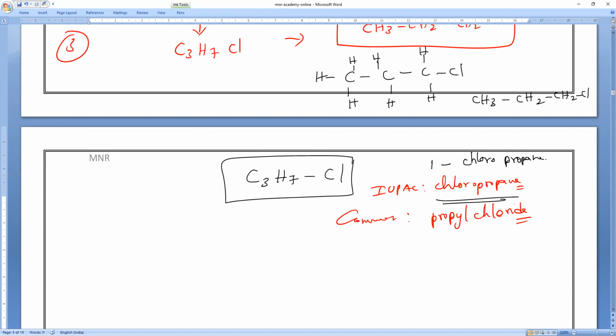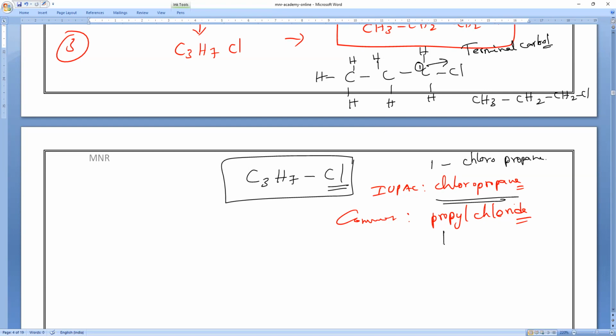1-bromopropane. Be very careful. The 1 indicates that the halogen, whether it is chloro or bromo, is attached to the first carbon. That is the meaning of 1. The last carbon, the terminal carbon atom, is numbered as 1. So the last carbon is named as 1. That is why you have to remember.